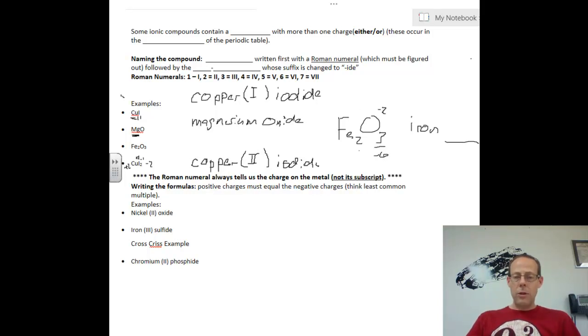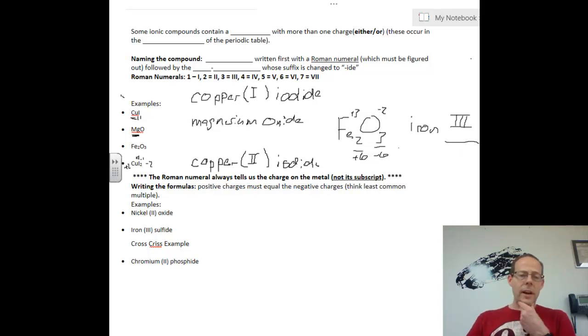So what times 2 would be a +6, because the charge that my metal contributes must be equal to the charge that my nonmetal contributes. So if nonmetals are contributing a -6, metals must be contributing a +6. So what is this unknown up here above iron that we multiply by 2 and get a +6? It's a +3. Okay, so in this case, this is iron(III) oxide.